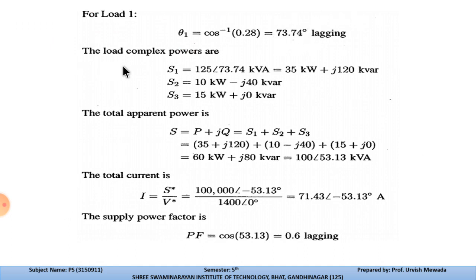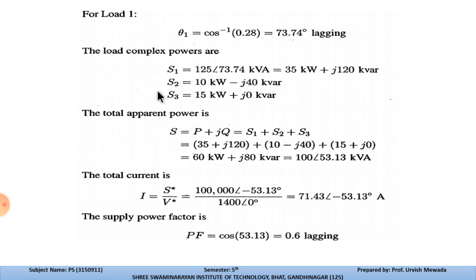Now the load complex power. For that particular branch, S1 is equal to 125 at this angle, S2 is equal to, the angle is given in the data, so that's the angle for the second branch, and for the third branch there is no angle because it is the resistive load. So all the data are given related to this.